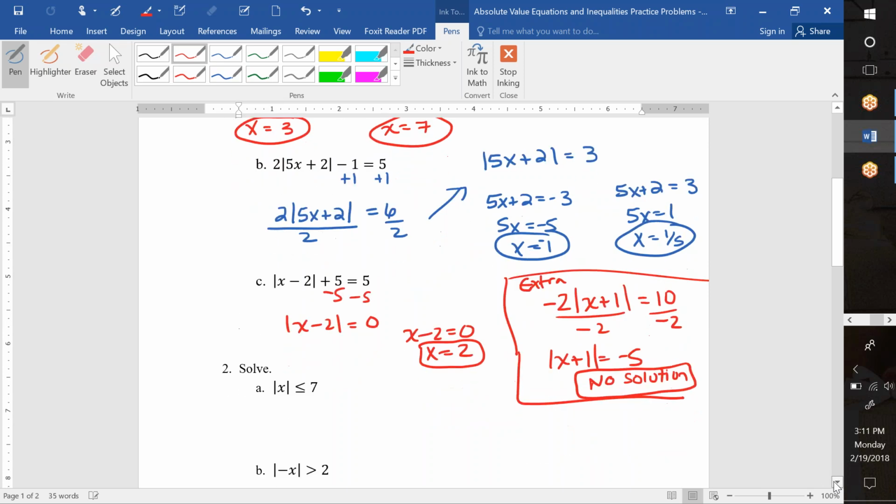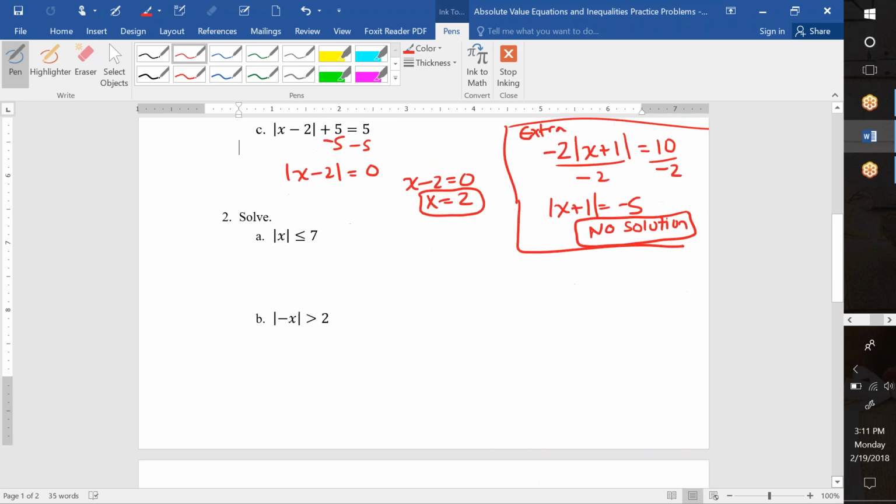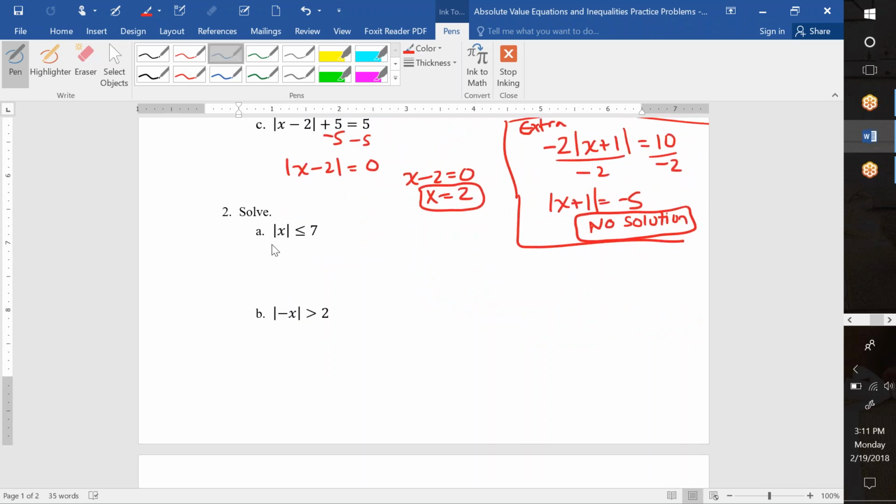Now this next little grouping, these are going to be the inequalities. So the first thing we do is we check to make sure it's isolated, which this one is, and we ask which case is this? Is this the stuck in the middle or the two different infinities? And since it's less than, it's going to be stuck in the middle. So we write this as -7 is less than or equal to x less than or equal to 7. And then since the x is already by itself in the middle, there's nothing to solve here. So this would just be -7 to 7.